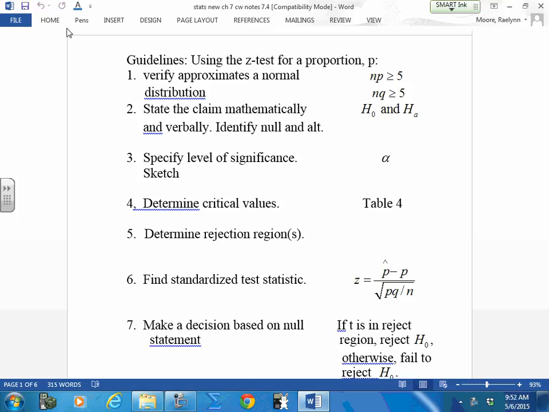We state your claim. Which one is your H0? Which one is your HA? Level of significance. We're back to table 4, inverse norm.